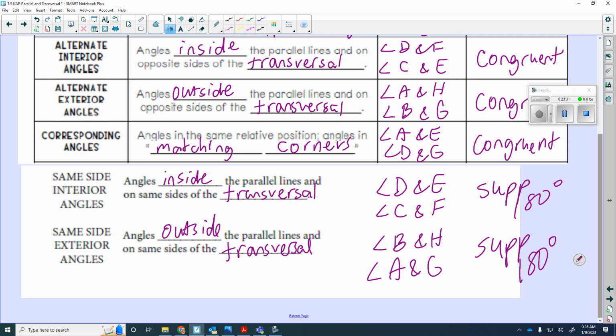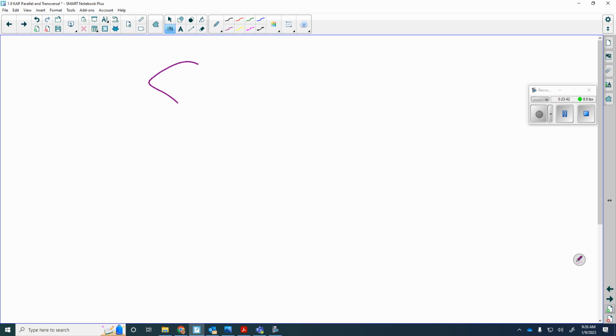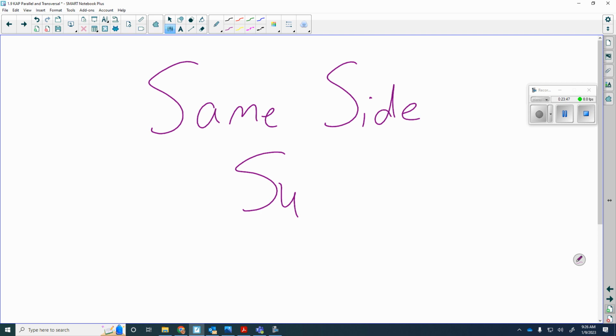So what are the only two that are supplementary? Anytime it says same side, here's your trick: same side supplementary. Got it? That's how you're going to get that to stick in your head. Everything else is congruent. Does that make sense? So anytime it says alternate, corresponding, doesn't matter, those are all congruent. But if they start talking about same side, supplementary is what I want you to get in your head. Okay?